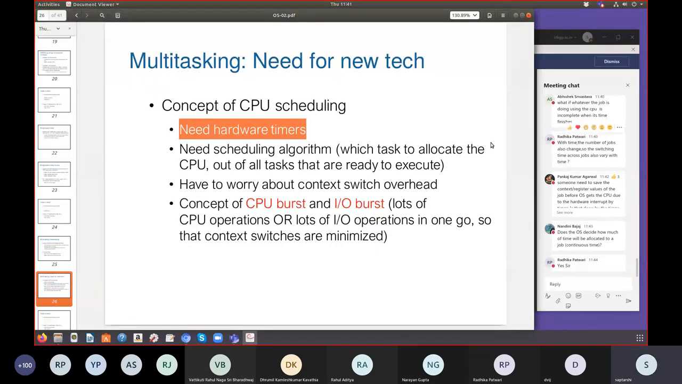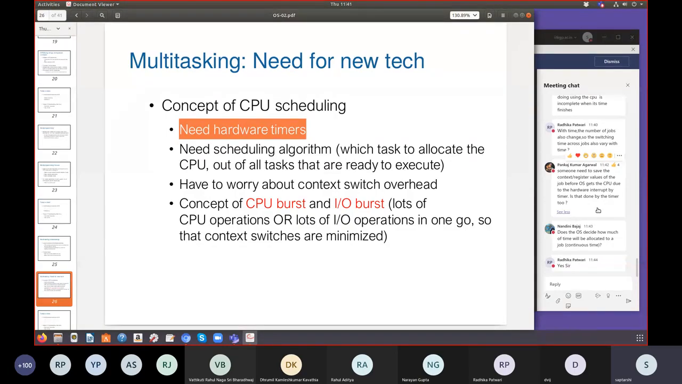Okay, and there is actually a reason for it. I'll just come to it. But I see some other questions. Let's see those. Pankaj, someone needs to save the context register values of the job before OS gets the CPU due to the hardware interrupt by the timer. Is that done by the timer too?